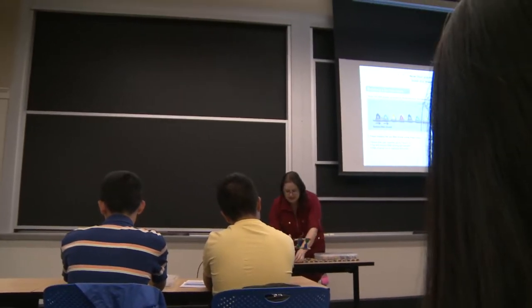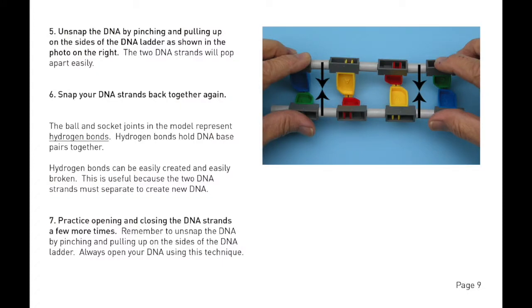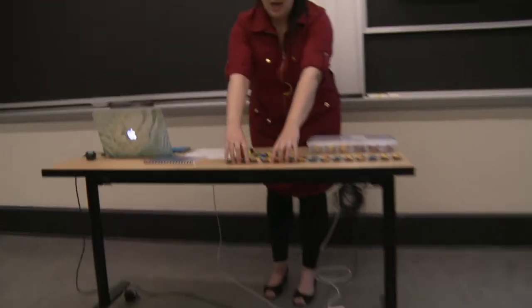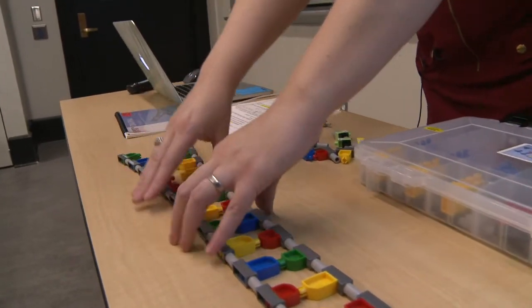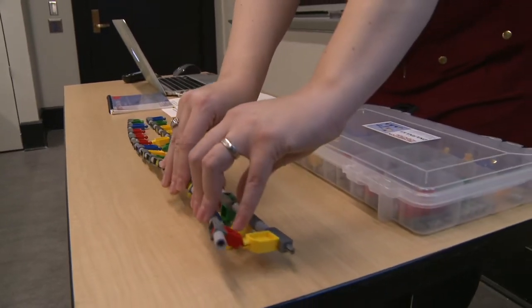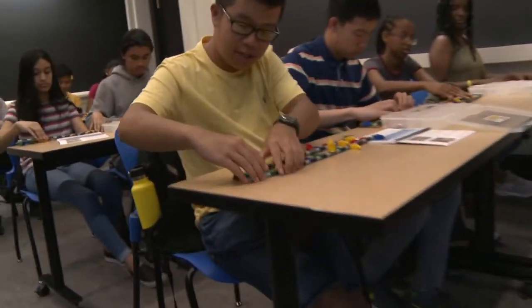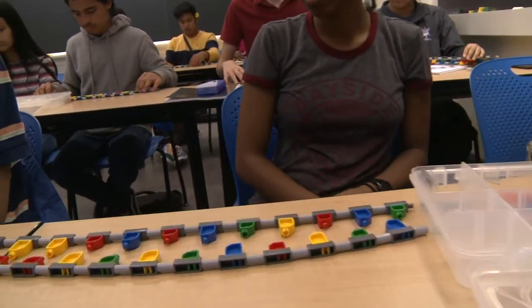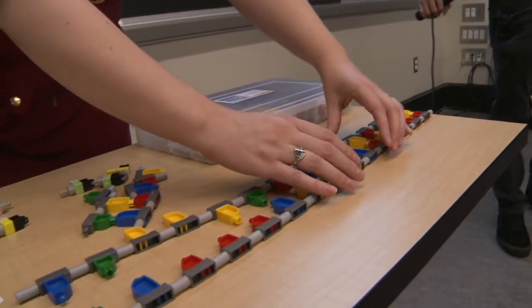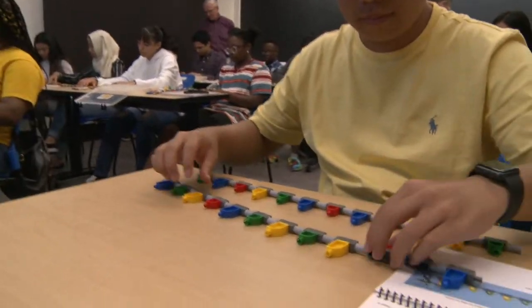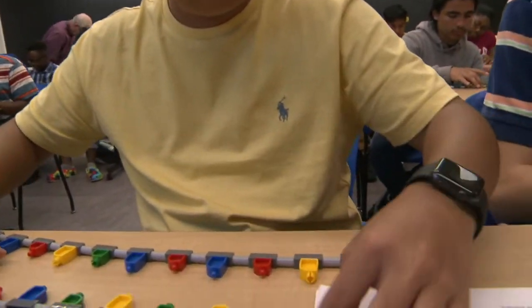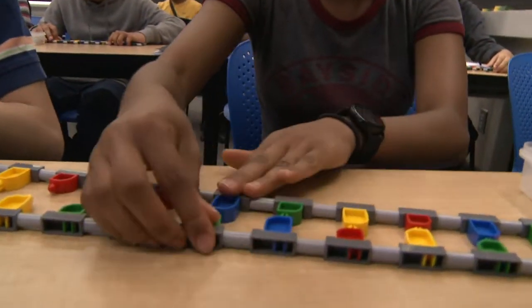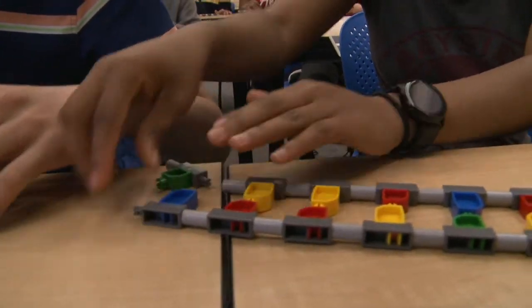All right, so go ahead and lay it flat back down on the table. The next thing I'd like you to do is open it, which we have a special way that we're actually opening these. So I want you to grab either strand like this, and then I'd like you to pinch and pull up, and they should snap apart very easily. So grab both sides, pinch and pull up, and they should come apart very easily. So go ahead and do that once or twice. Practice it a couple of times. Snap them back together. Ah, the sounds of base pairing.